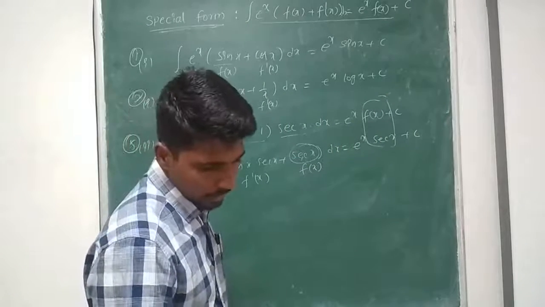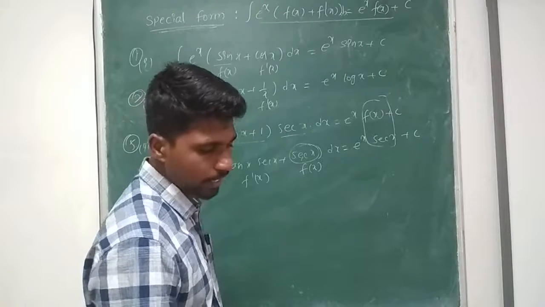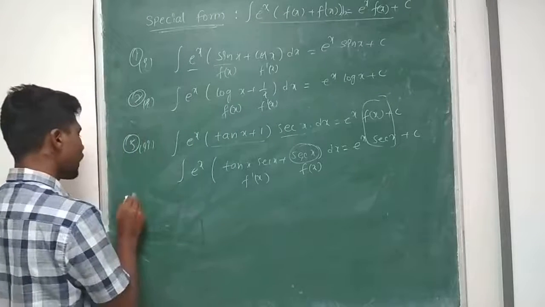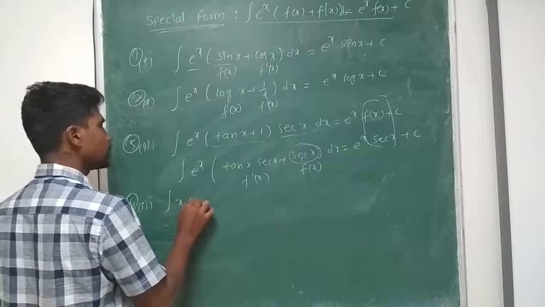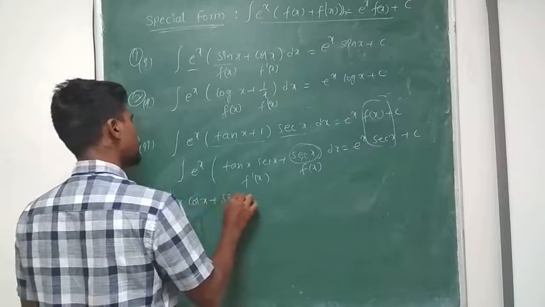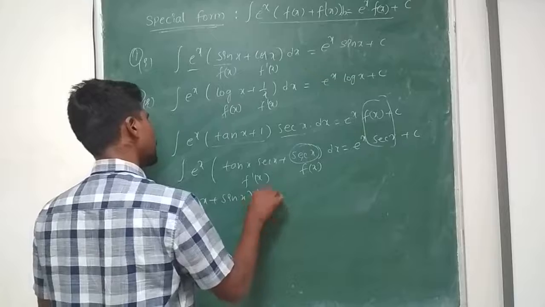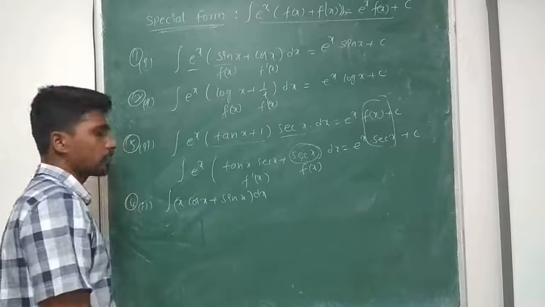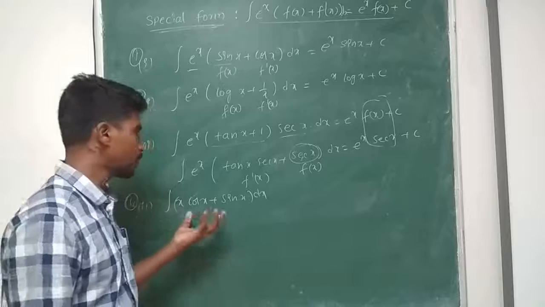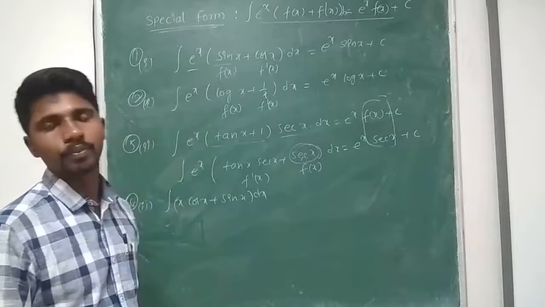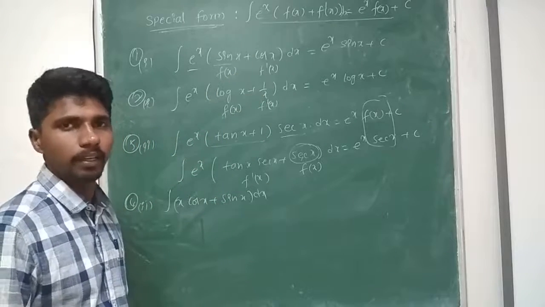Next, integral of x cos x plus sin x dx. This is the question they asked us. So here I don't have any f of x plus f dash of x form. If I don't have that, I cannot apply this formula. So I have to go for integration by parts.